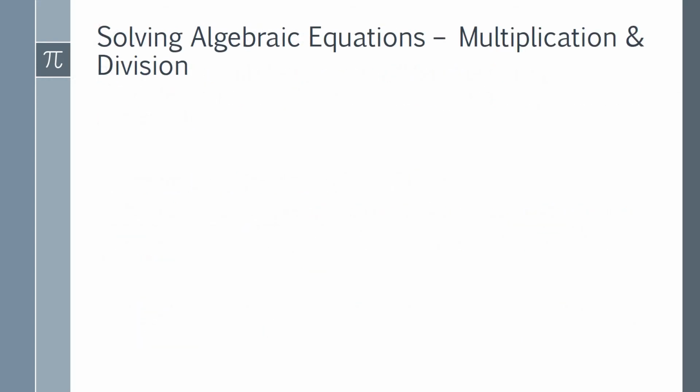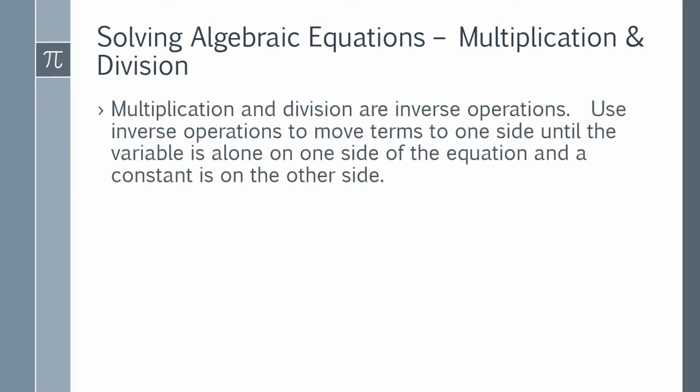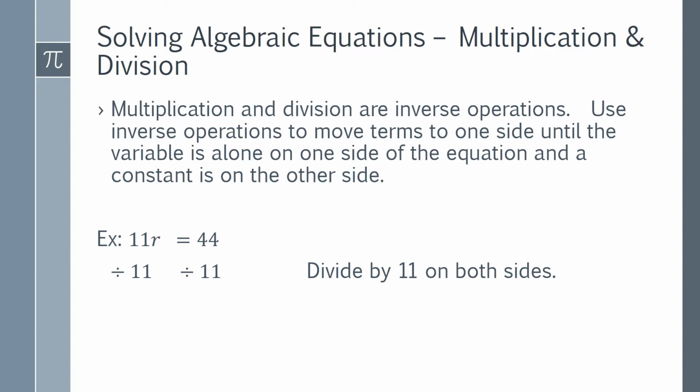Now that we know how to solve algebraic equations using addition and subtraction, we can use a similar technique to solve these equations using multiplication and division. Remember that multiplication and division are inverse operations. We can use inverse operations to move terms to one side until the variable is alone on one side of the equation and a constant is on the other side. For example, in the equation 11r equals 44, we can divide both sides by 11. This will leave us with r on the left side and 4 on the right side.